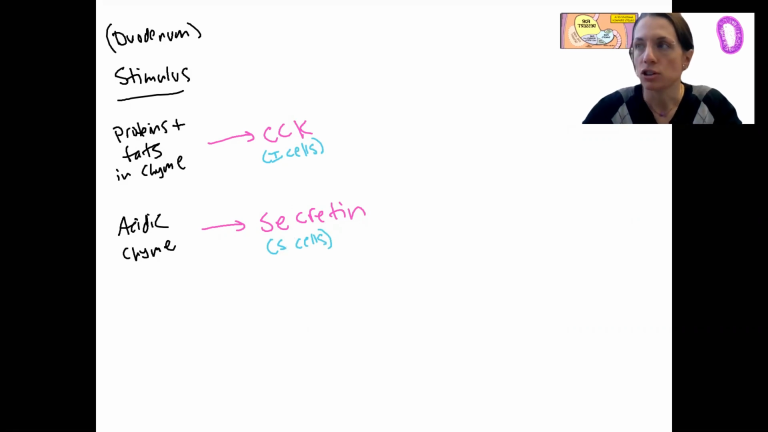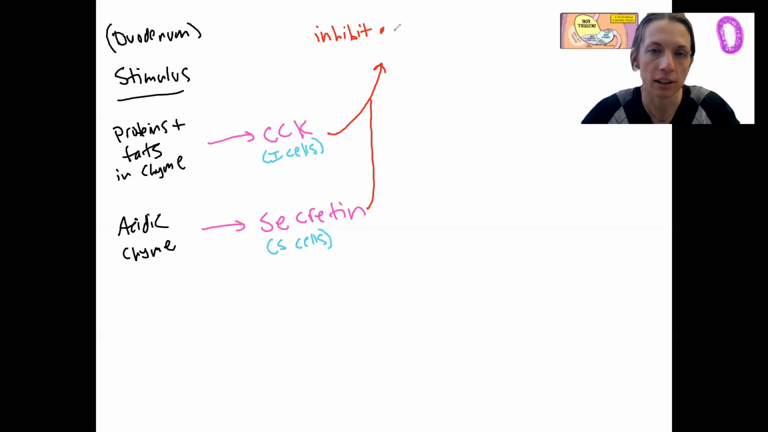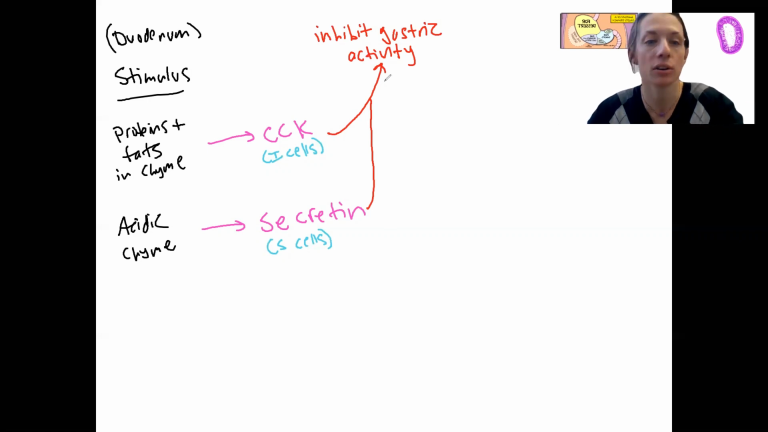These two hormones are going to do multiple things, as hormones often do. One thing they're going to do is go back to our stomach to inhibit gastric activity. This is our gastric intestinal phase of gastric activity, where we turn off parietal cells, chief cells, etc., to decrease the production of stomach contents and decrease chyme coming through into the duodenum. So this is turning off here.